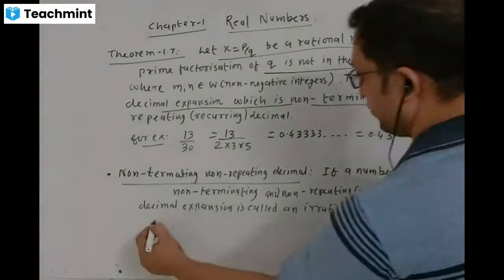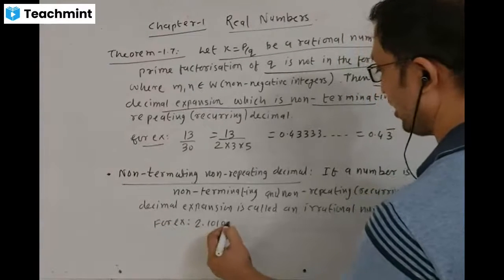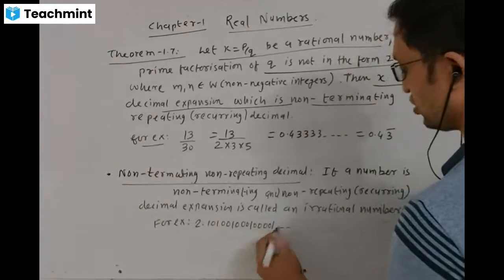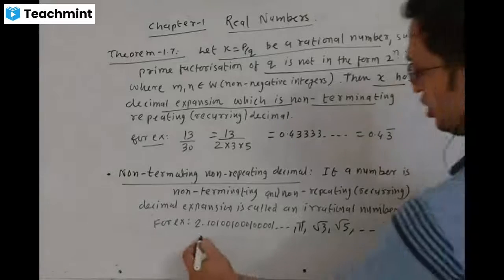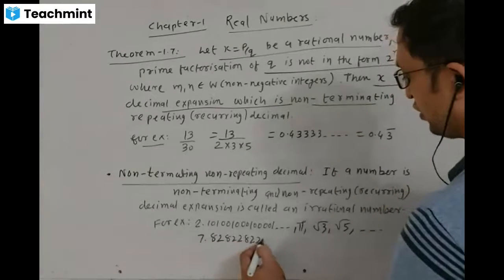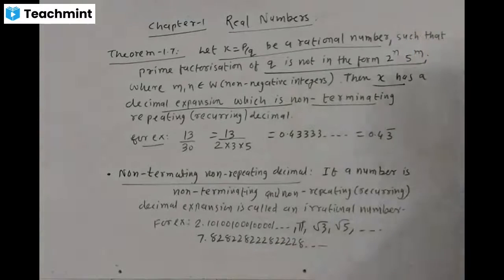For example, 2.101001000100001 dash dash dash, with the number of zeros increasing. Root 3 and root 5 are also irrational numbers. 7.8288828888 dash dash dash, the number is non-terminating, non-repeating, is called an irrational number. Okay.